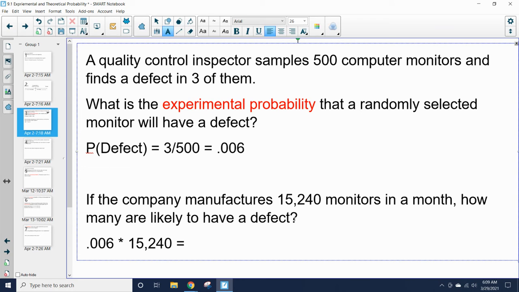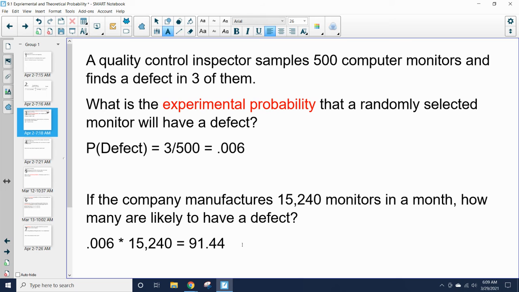So we'll just multiply the probability by our number, and that will give us our answer, which is 91.44. Now, once again, obviously you're not going to have 0.44 of a computer being a defect, but this is just a prediction. So roughly 91 of your computers should have defects. Now, it doesn't say it's going to be exactly that. Probability is never the law, but it helps us predict events. Just because the probability of a coin landing on heads is 50-50 doesn't mean half of it is always going to land on heads and half on tails.